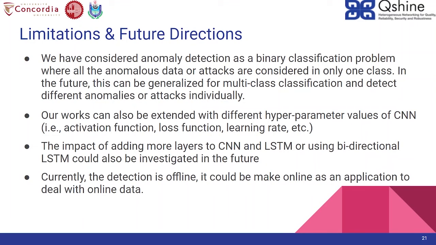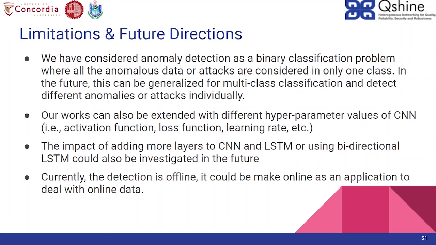Our work also has some limitations. We have considered anomaly detection as a binary classification problem, but it can be generalized and multi-class classification can be used. Our work can also be extended with different hyperparameter values of CNN, like different setups of activation function, loss function, and learning rates.